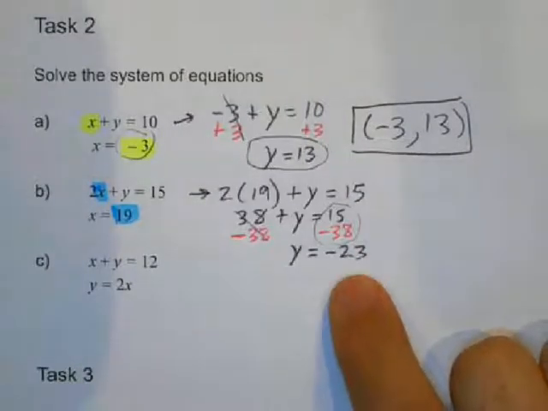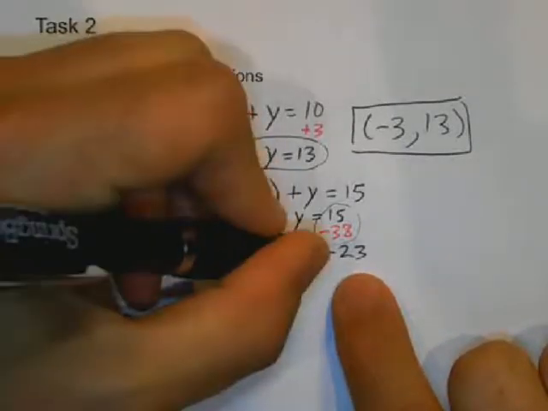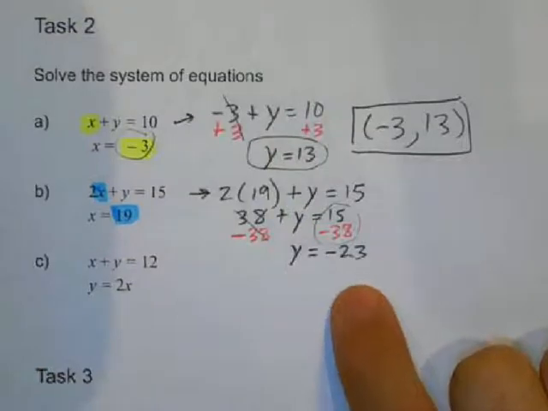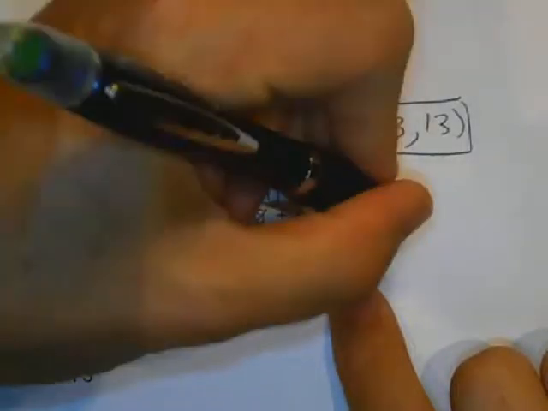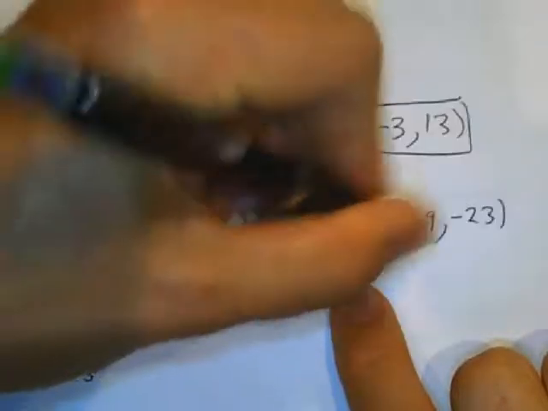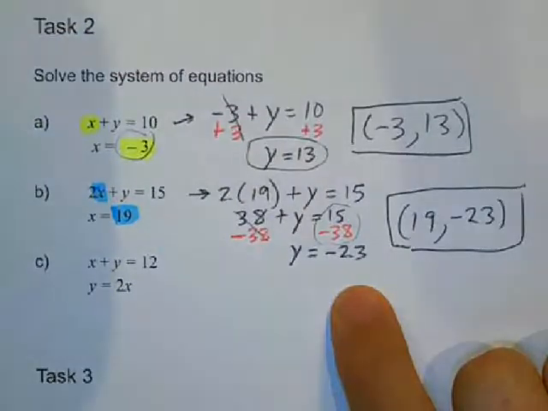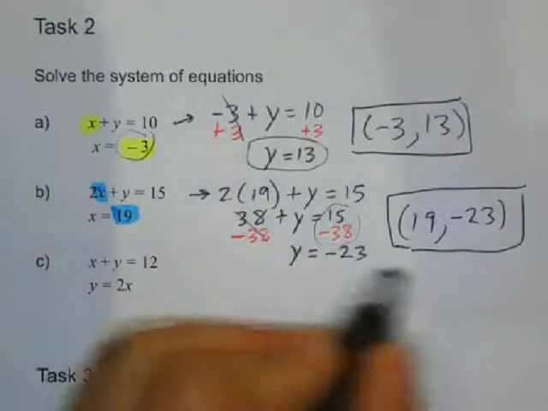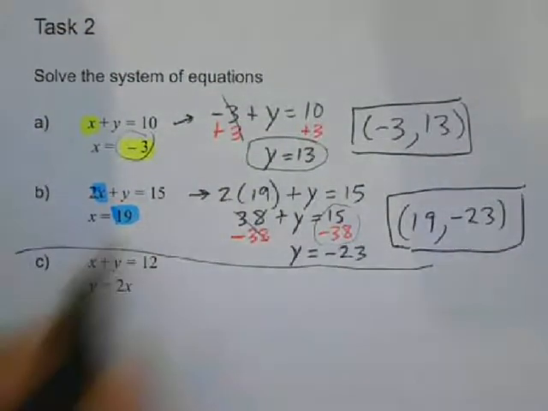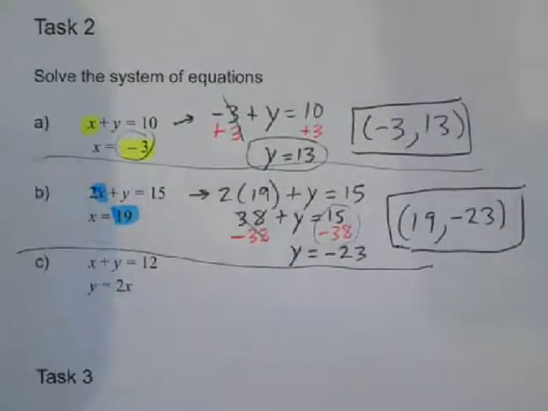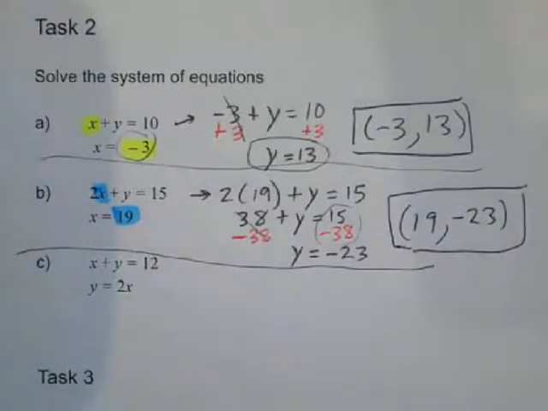Students in class had troubles with it. They might have accidentally written positive 23, and some people wrote something different. So we have 19 comma negative 23. You may want to hit pause and think about this if you're having trouble. As I mentioned before, highlighters and different color pens really make it easy. You may want to consider using that sort of thing.